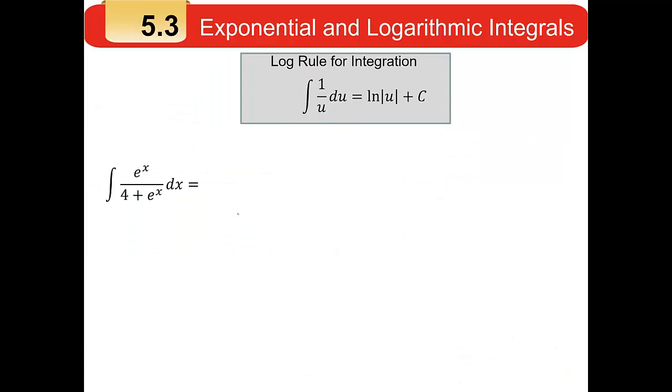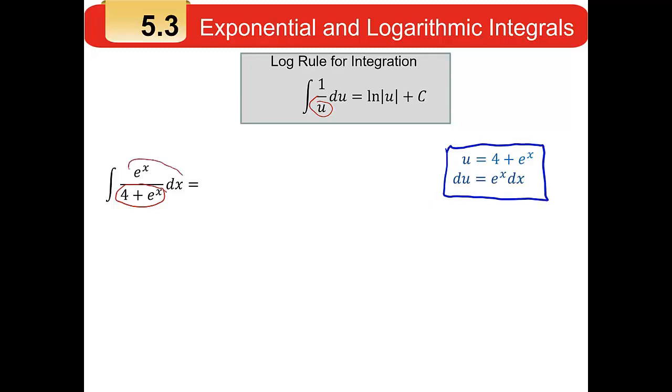Well, how about this one? Again, it looks worse than it is. I'm seeing this formula right here, and it's just almost begging me to let u be the denominator, so I'm going to try that. So if u is equal to 4 plus e to the x, the derivative of 4 is 0, and the derivative of e to the x is e to the x, so the differential du is just e to the x dx, and I see that here.